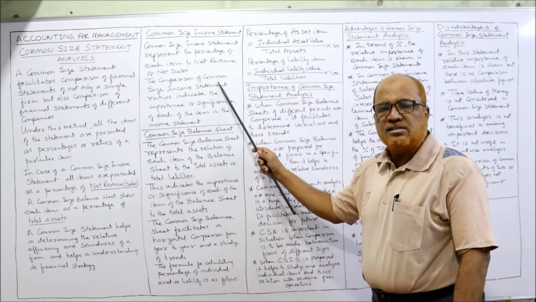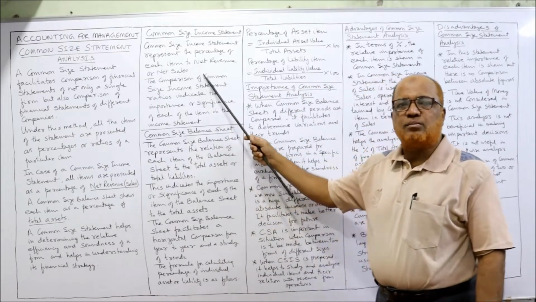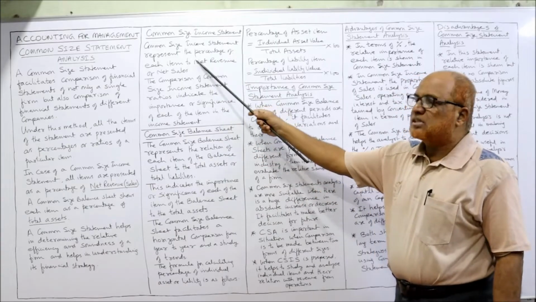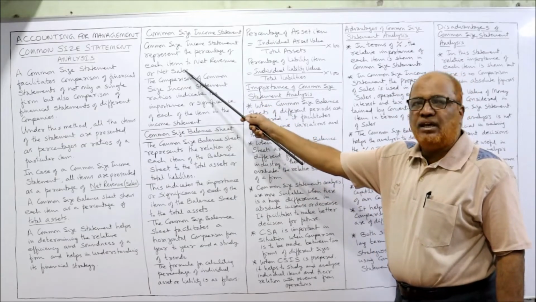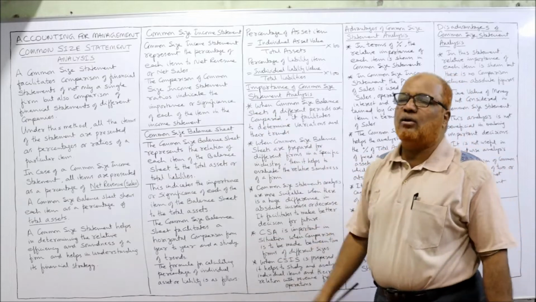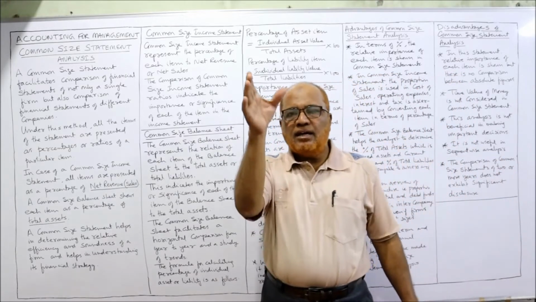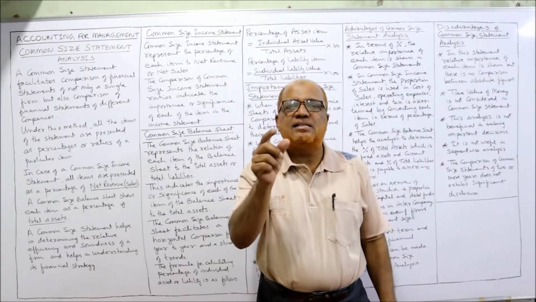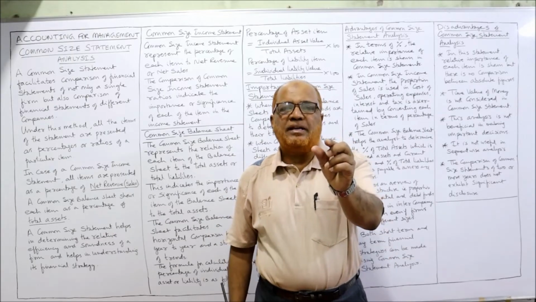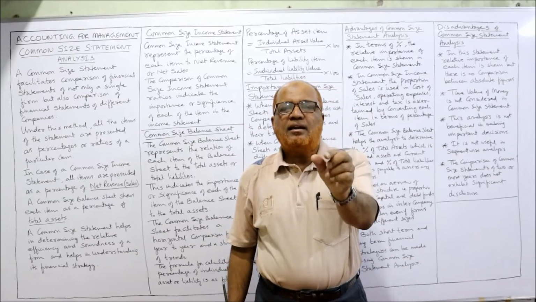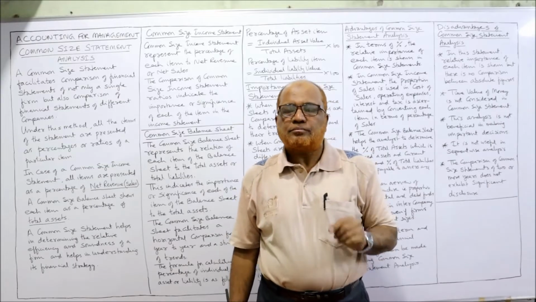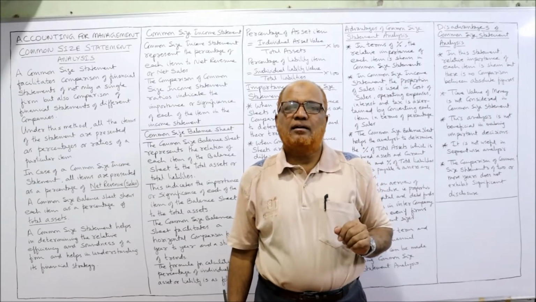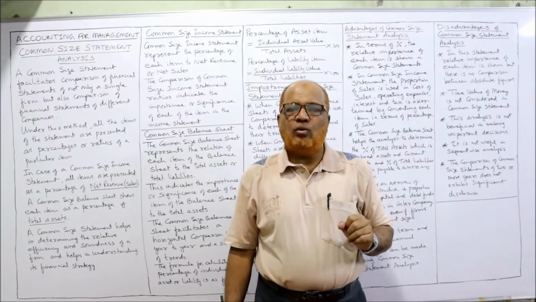So first we study the common size income statement. The common size income statement represents the percentage of each item to net revenue or net sales. In the income statement, the significant item is net revenue or net sales. That will be taken as the base. For example, suppose the net revenue is 10 lakh.